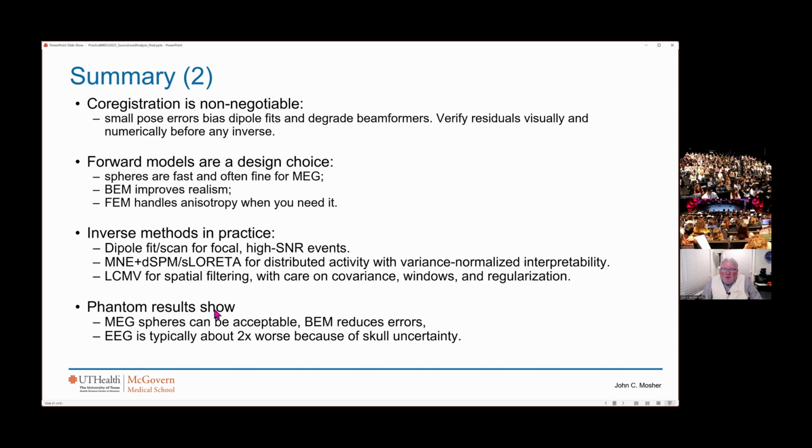And our phantom results show that MEG spheres can be acceptable. BEMs help reduce some of the error, a great improvement. EEG is a little bit worse, probably because of the skull uncertainty. So that's my pitch for source level analysis part 1.